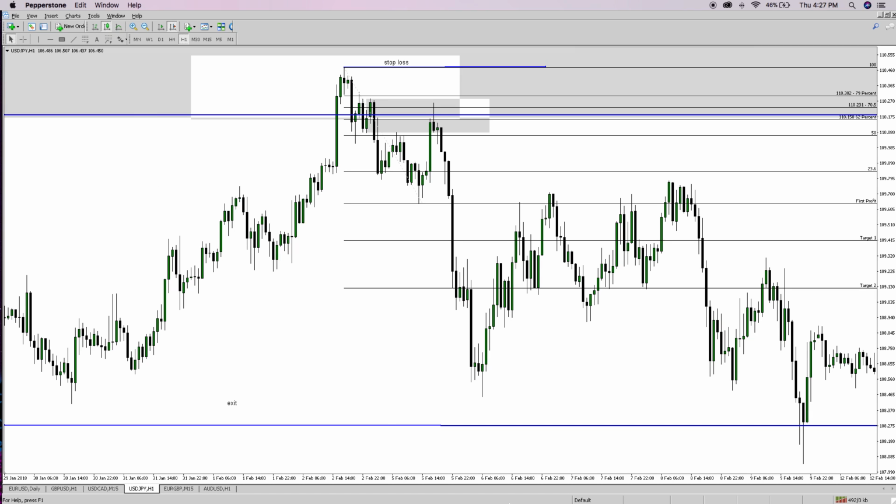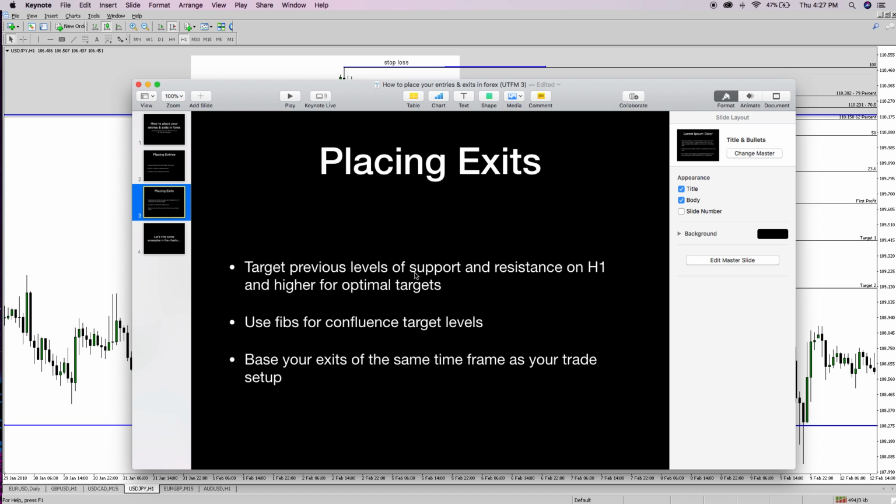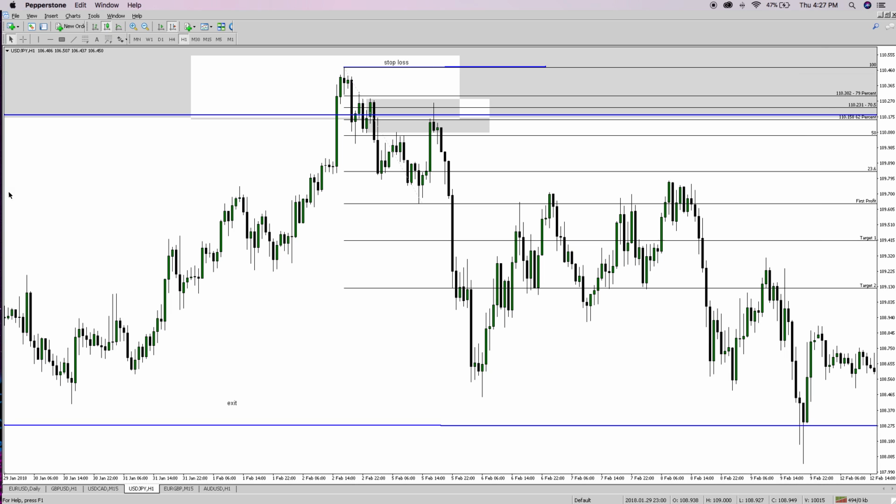So how do we place our exits for the trade? Target previous levels of support and resistance on H1 and higher for optimal targets. So for us, we're looking for, like I said, you don't have to get the full 190 pips, right? So let me take the fib off because you guys know what levels we're looking for.